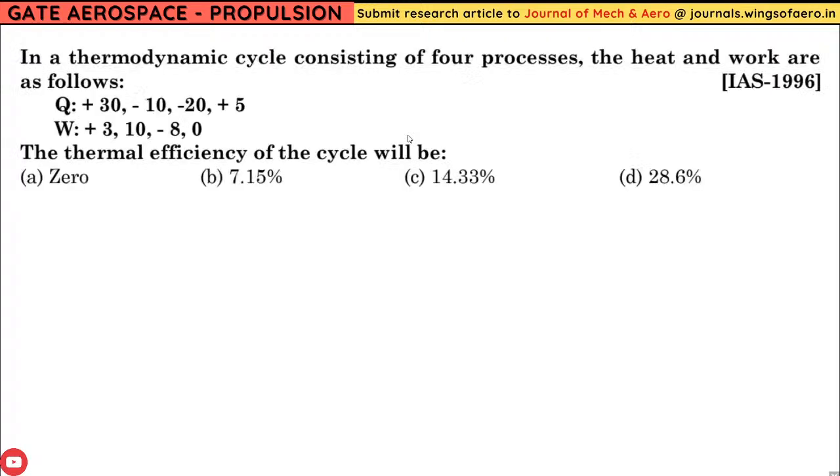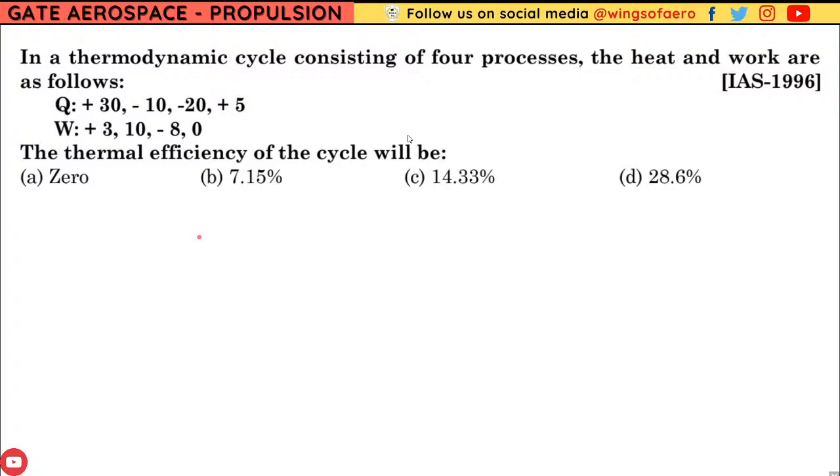Now, based on this, we will look into one problem. A thermodynamic cycle consists of 4 processes. The heat and work are as follows. They have given Q, that is how much heat is added into the system, and W, the work done. From there we have to find the thermal efficiency of the cycle.